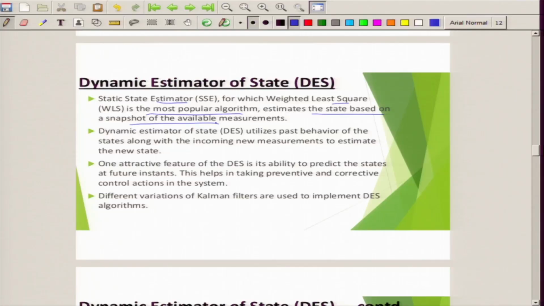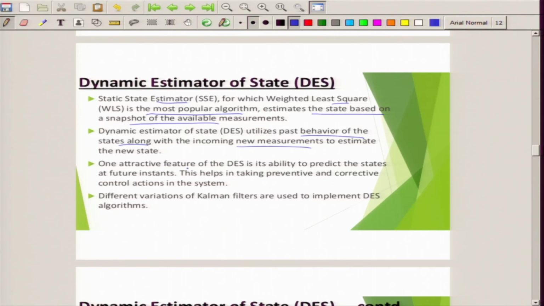Whereas dynamic estimation of states is something different. Here it will not only use the available measurements, it will also consider the previous states, the past behavior of the states, along with the incoming new measurements to estimate the new states. So it is also taking the historical estimation of states along with the new measurements, so that it will be able to estimate the states in a more accurate way.